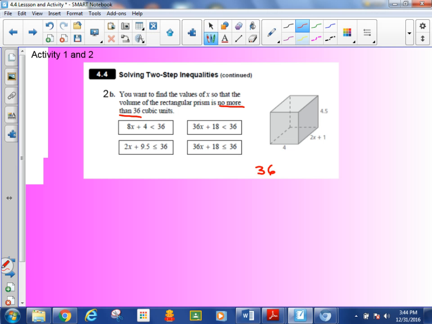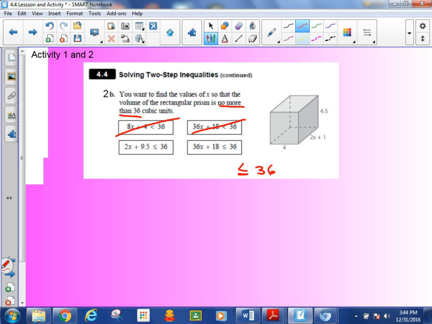So could it be 36? Yes, it could be 36, but it can't be more than 36. We want it to be smaller than 36. So 36 has to be the biggest number or it has to be equal to 36. So it has to be that symbol, the less than or equal to symbol. So it can't be these two because those don't have the equal to part of it. So now we're at least down to a 50-50.